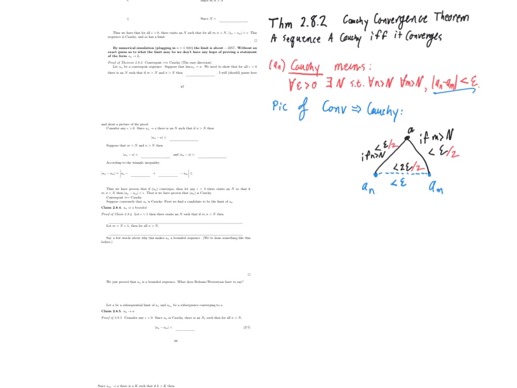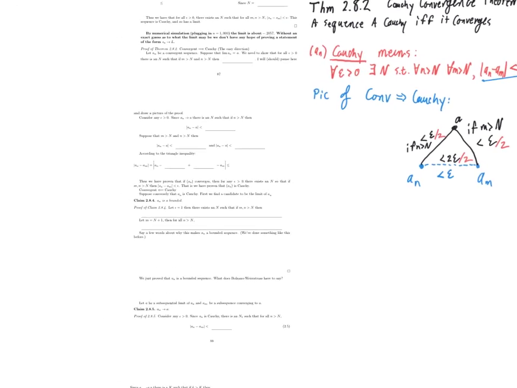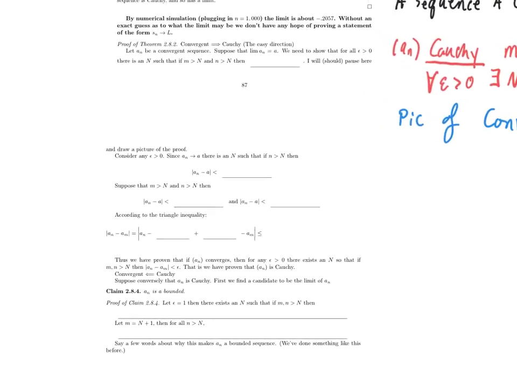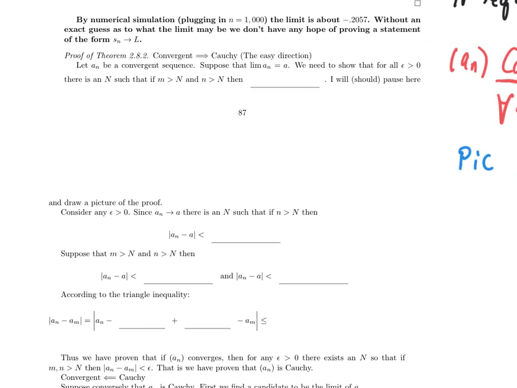So let's now compose the proof. All right, so let's do it. Let's let a sub n be a convergent sequence. Let's suppose that the limit of this convergent sequence is a. It has a limit, so we may as well give it a name. I need to show that for every epsilon, there is some big N such that if little m is bigger than big N and little n is bigger than big N, then that difference is less than epsilon.